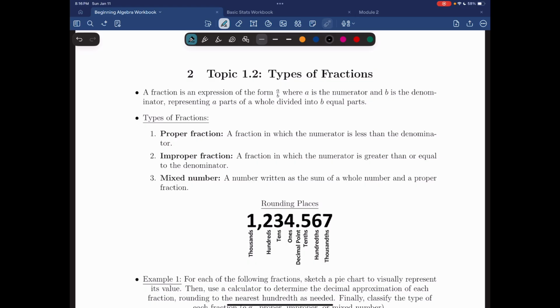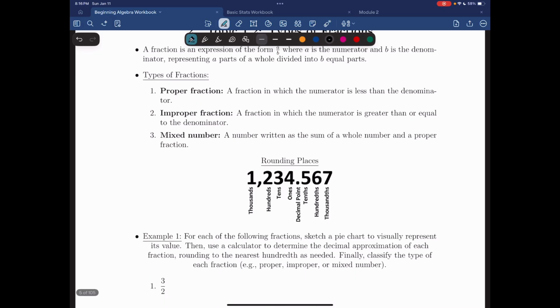So recall, a fraction is an expression in the form of a over b, where a is the numerator, in other words, the numerator is the top part of the fraction, and b is the denominator, in other words, the denominator refers to the bottom part of the fraction, where a is being divided by b.